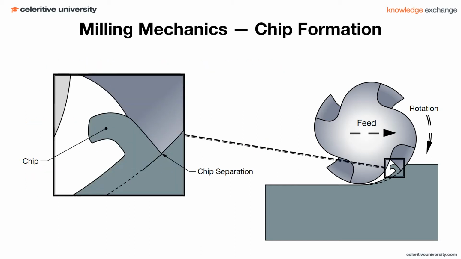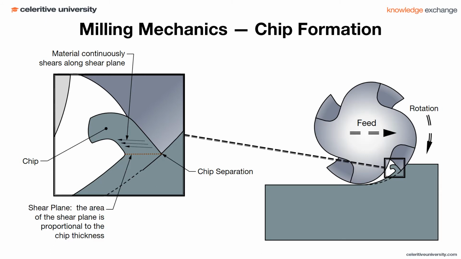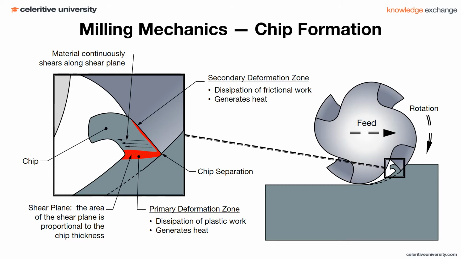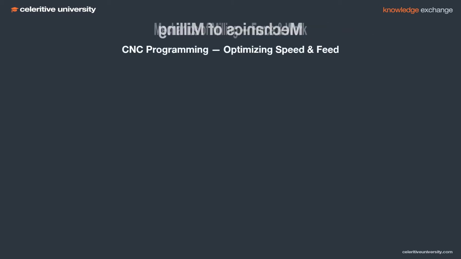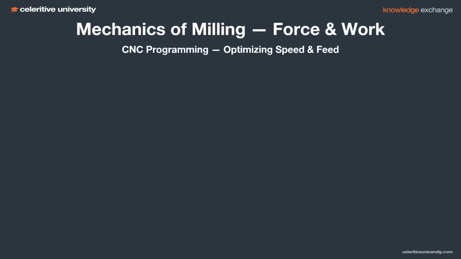Let's take a closer look at the theory behind what's happening here. As the chip is forming, material shears along a theoretical plane. The area of this shear plane is proportional to the thickness of the chip. This work done to form the chip generates heat, primarily due to plastic deformation, and to a smaller scale, friction. Understanding the mechanics of milling will help you optimize speeds and feeds so you can utilize Volumill more effectively.